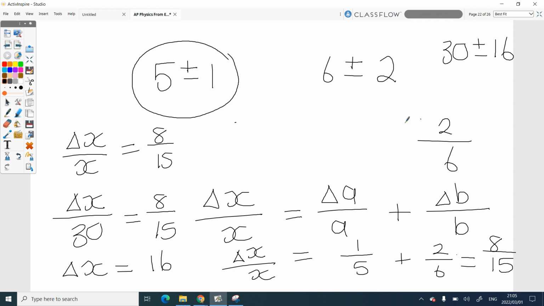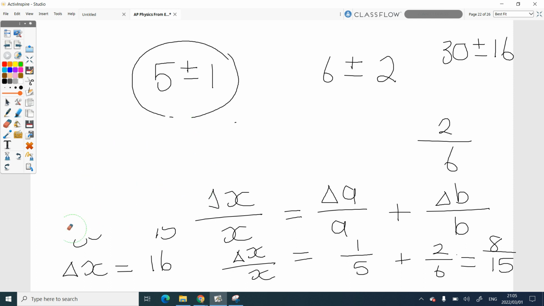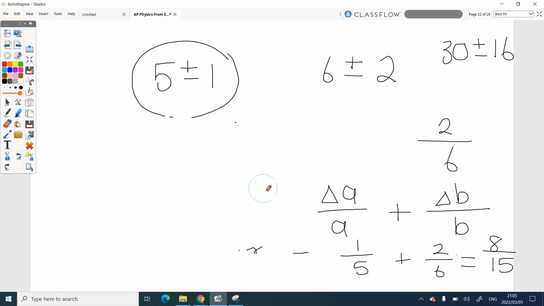Now, if I'm unsure, like I am now, you can always get your biggest answer and your smallest answer and then divide the difference by 2 and see what we get. So the biggest value this could be: 5 plus 1 gives me 6 as the biggest value, and 5 minus 1 gives me 4 as the smallest value. Here, 6 plus 2 gives me 8 as the biggest value, and 6 minus 2 gives me 4 as the smallest value.